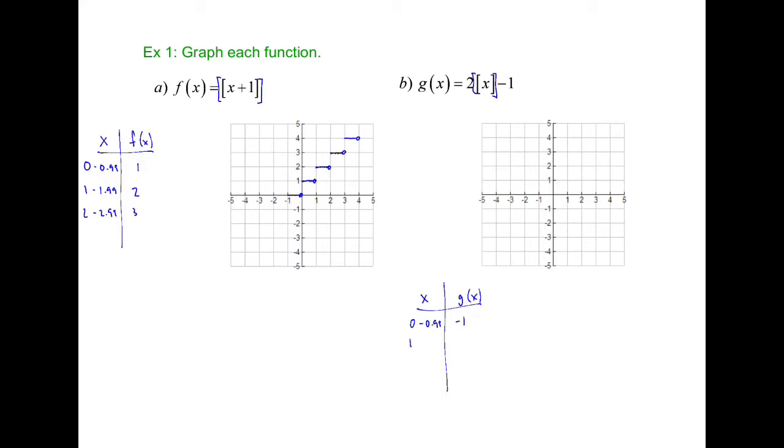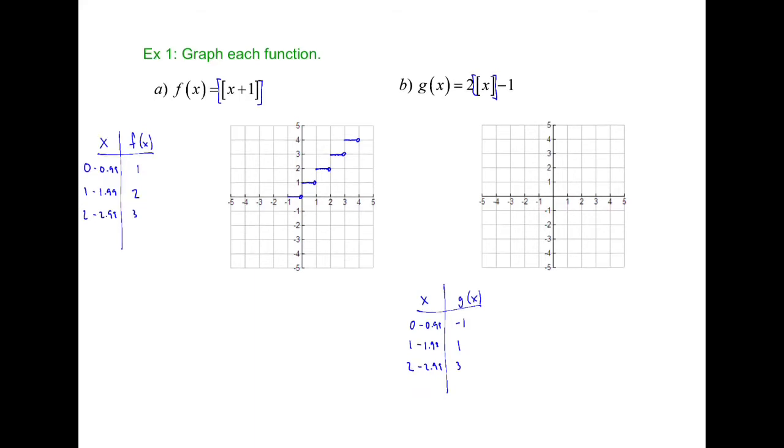But once I get to 1, the greatest integer less than or equal to 1 is 1. 1 times 2 is 2. 2 minus 1 is 1. But that's everything from 1 to 1.99999, and that will be 1. And then from 2, it steps up. So that will be 4 minus 1 is 3. But that's everything from 2 to 2.99999. And you can see the y value is going up by 2, and that has to do with this. We'll talk more about transformations, but it's stretching it out.